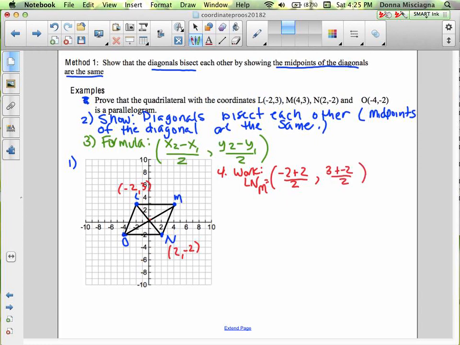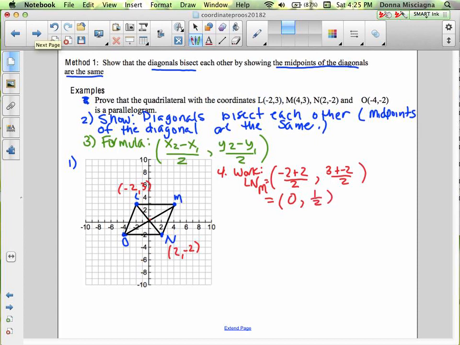All right, so -2 plus 2 is 0. 0 divided by anything is 0. 3 plus -2 is 1, and that's 1/2.